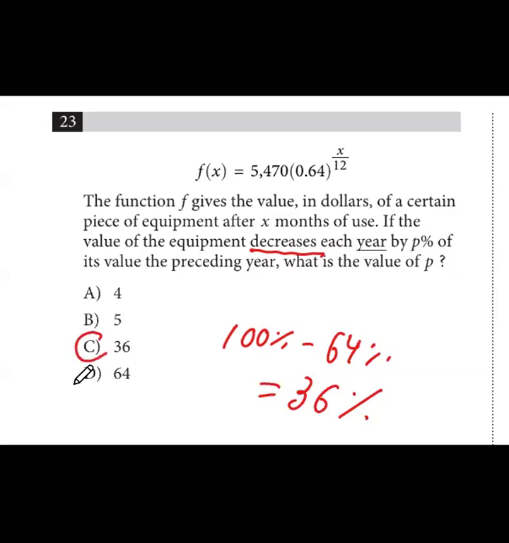So the correct answer is C. And this is the time in x months of use, so 12 months over 12 is just 1, so that's why it's per year.